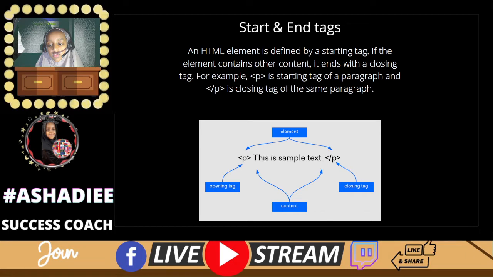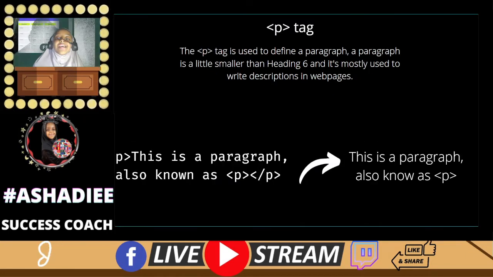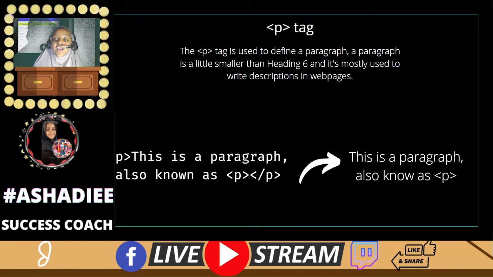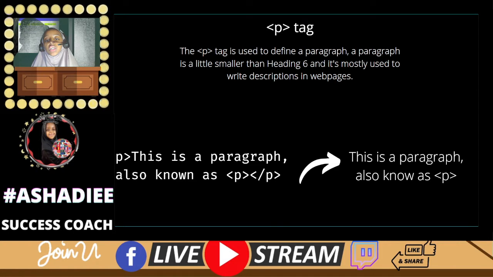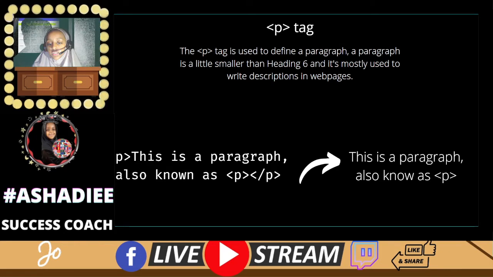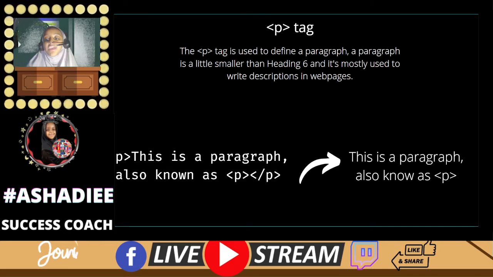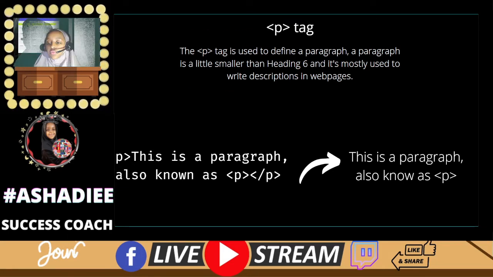Now over here, we're on the P tag. The P tag is used to define a paragraph. A paragraph is a little smaller than heading 6 and it's mostly used to write descriptions in web pages. This is a paragraph, also known as P, and then ending P.